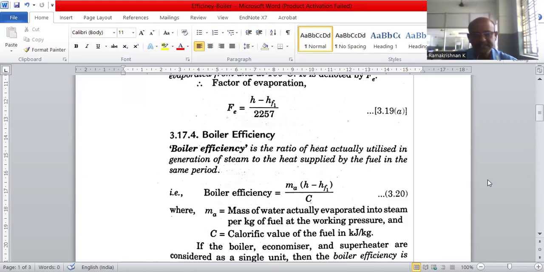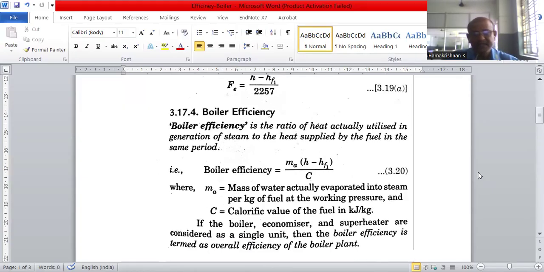Empirically, it is denoted by the formula ma into (h minus hf1) divided by c. Here ma denotes the mass of water evaporated into steam per kg of fuel, c is the calorific value of the fuel, and h and hf1 are the enthalpy values.